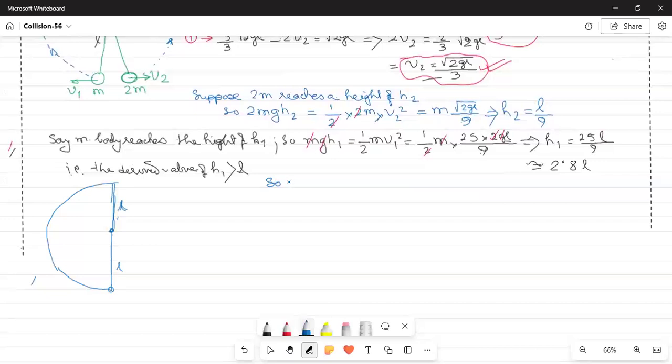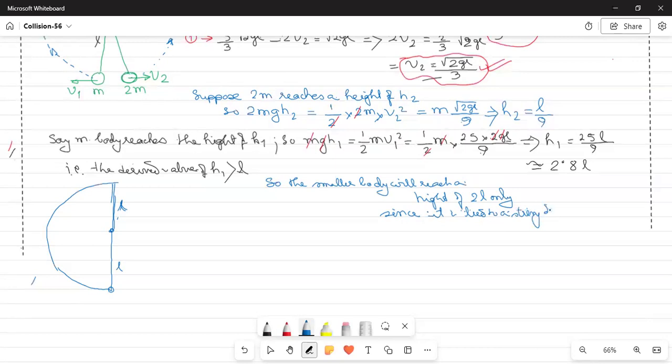So the smaller body will reach a height of L only, since it is tied to a string of length L. So the answers are: one is L, another is L by 9.